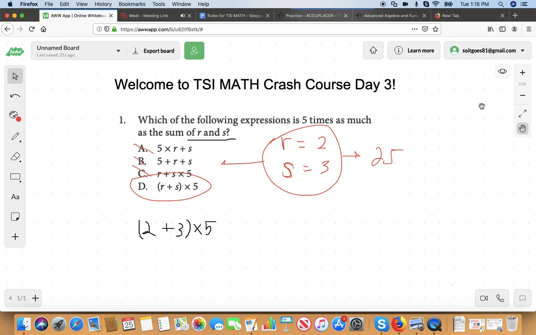I don't have PEMDAS on the basic concept cheat sheet at the moment, but I'll probably add that onto the basic concept cheat sheet just because that's so darn helpful. And I will do that for you. Okay? Just make sure you follow that. Any questions about question number 1? No. All right. Let's do the next one.